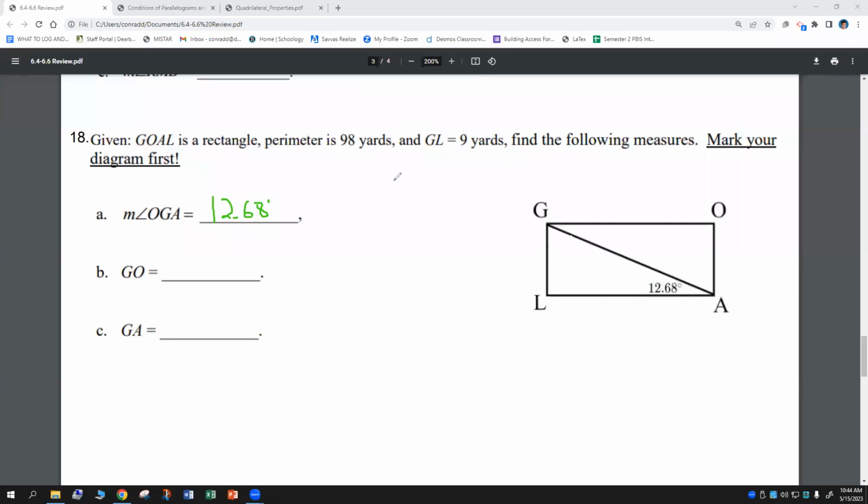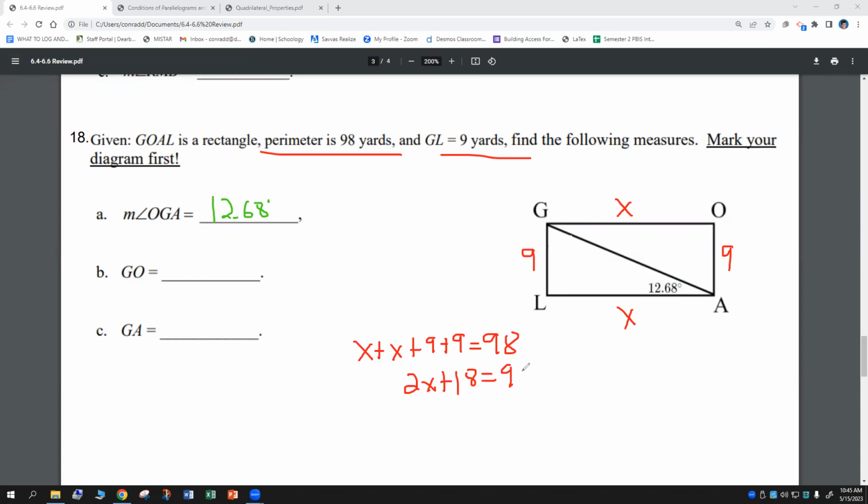Okay. So it says that the perimeter is 98, GL is 9, which means OG is also 9. If we make LAX, that means GAO is also X. So perimeter is when you add all the sides together. So if we do 2X plus 9 plus 9, right? Or we could just start by saying this is X plus X plus 9 equals the total perimeter, which is 98. So that's 2X plus 18. You subtract 18 from both sides, we get 2X equals 80, and you get X equals 40.